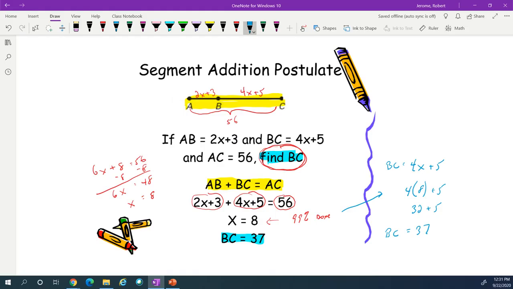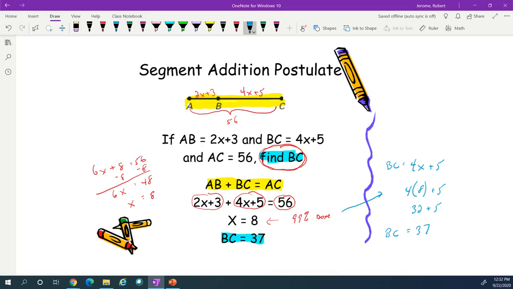So we have to start with geometry, understanding segment addition, substitute to turn it into algebra, and just because we found x doesn't mean we're done. We have to reread the question. What did they actually ask me to find? I'm always going to find x. You're not going to be told find x all the time. Always, always find x. But reread the question. We need to finish it and plug it back in and find BC in this case.